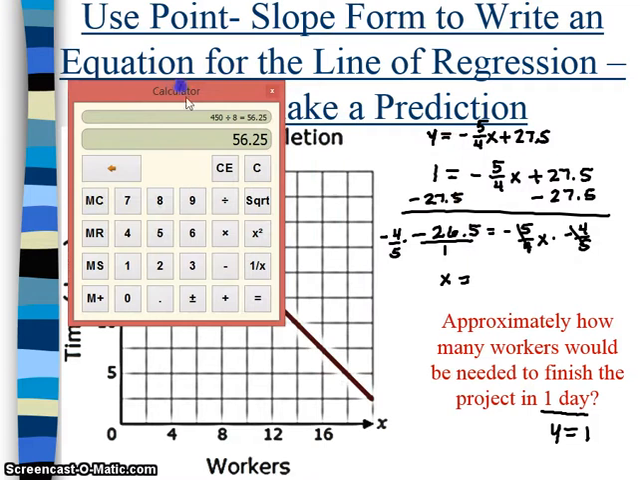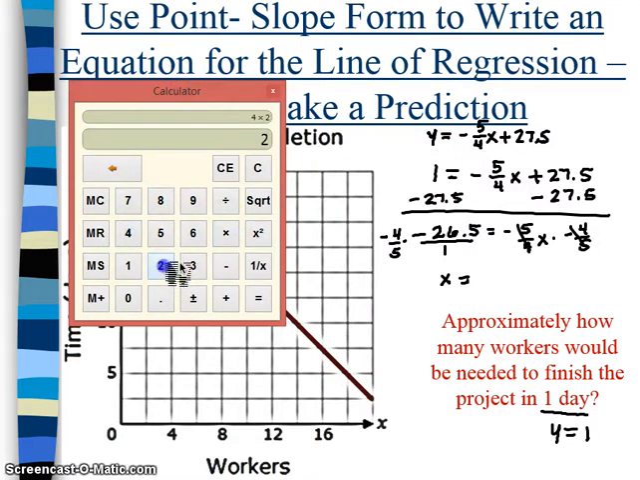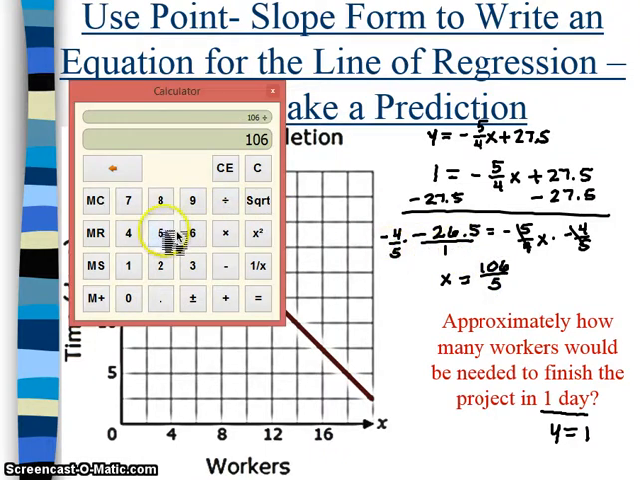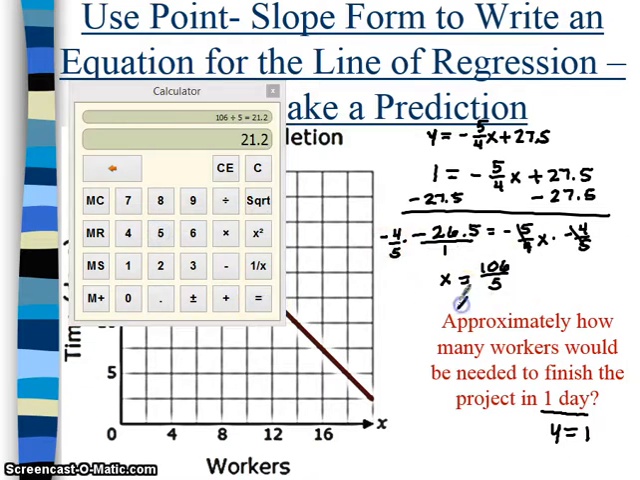Multiply straight across, so we'll do 4 times 26.5, and that's 106 divided by 5, because 5 times 1 is 5. Divide that by 5, and we get 21.5. So x is equal to 21.5. So that means we would need about 21 and a half workers. But since we cannot hire half of a worker, we'll have to round that. If we want it to be accomplished in one day, we're going to have to round that up to 22 workers.